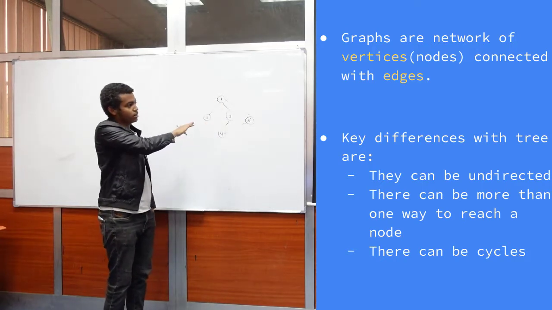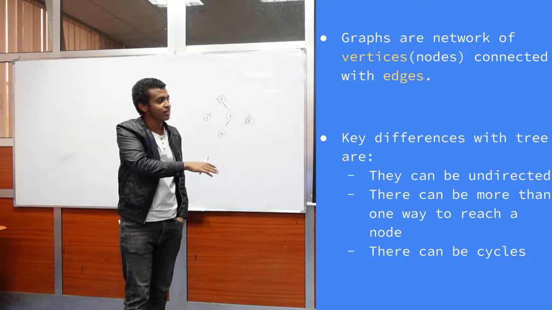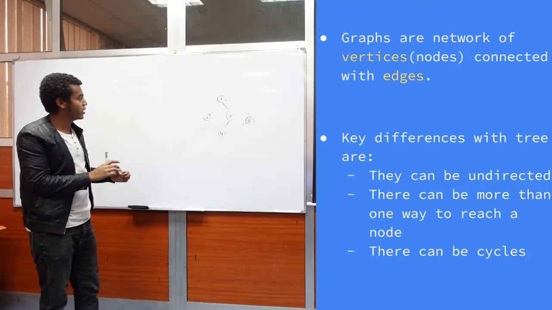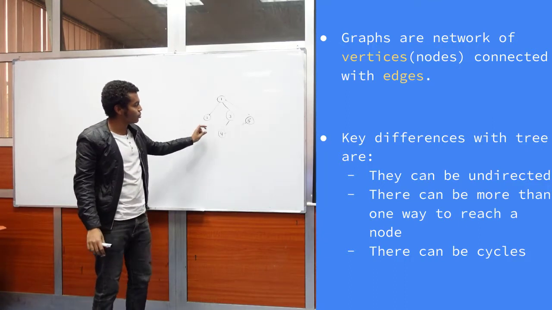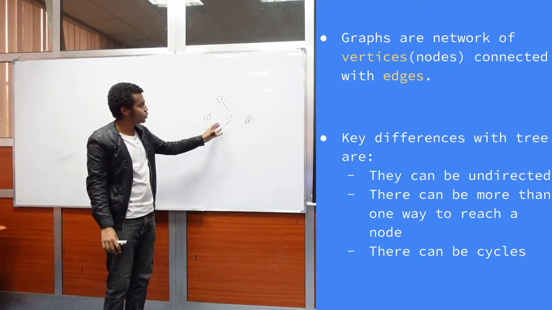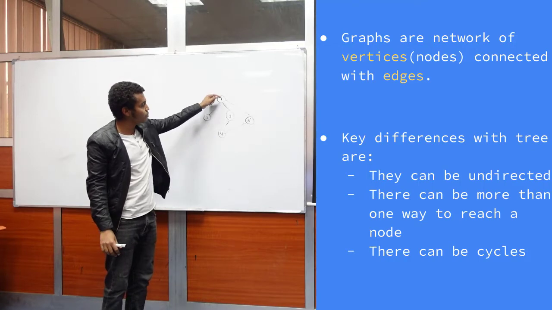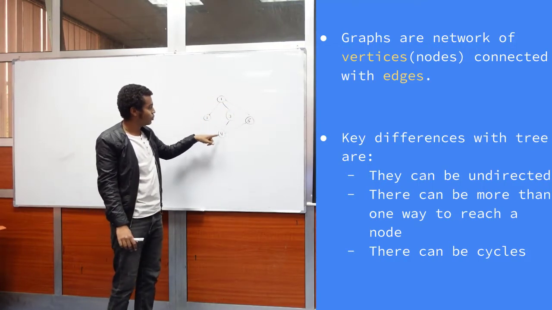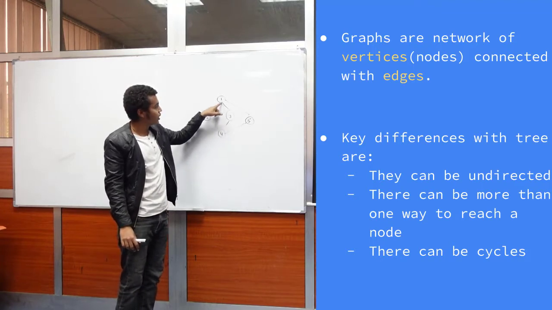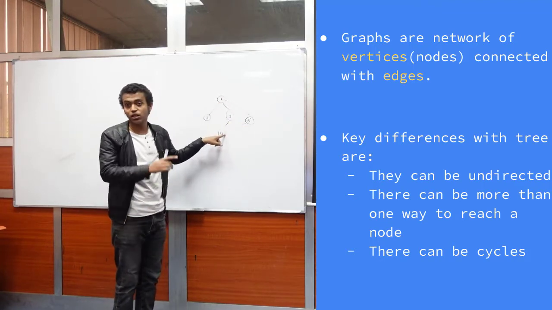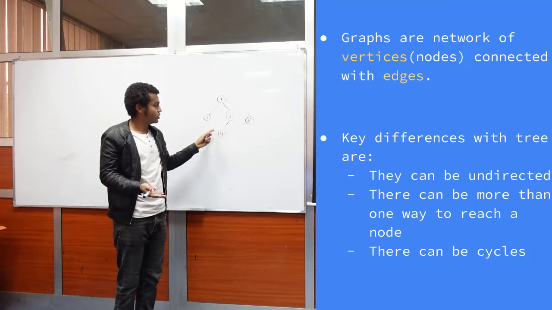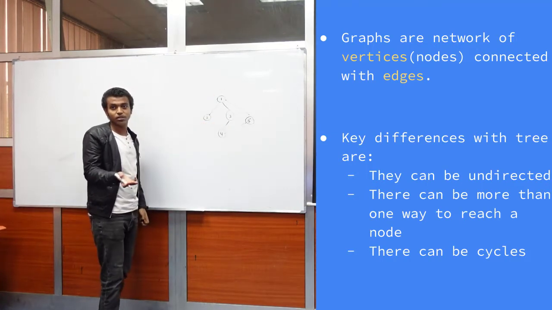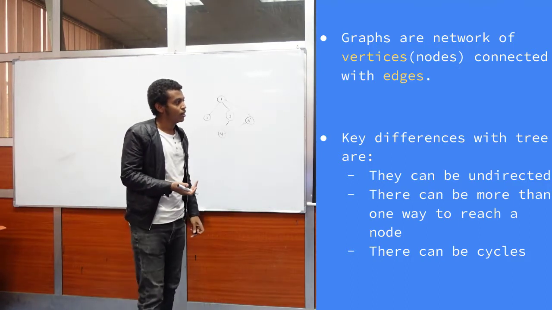So there's this. And then there can be cycles. What do you mean by that is, if you start from one node and then go through the graph, you might be able to get back to that node with different paths. For example, we start from 4, go this way, and then go this way, and then you return to 4. That's it. So there can be cycles in graphs, but in trees, there obviously are not.